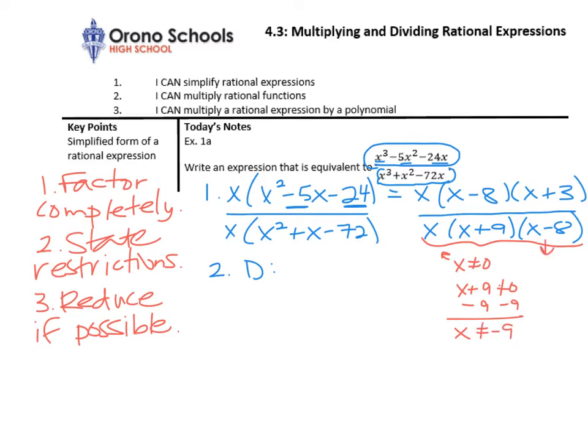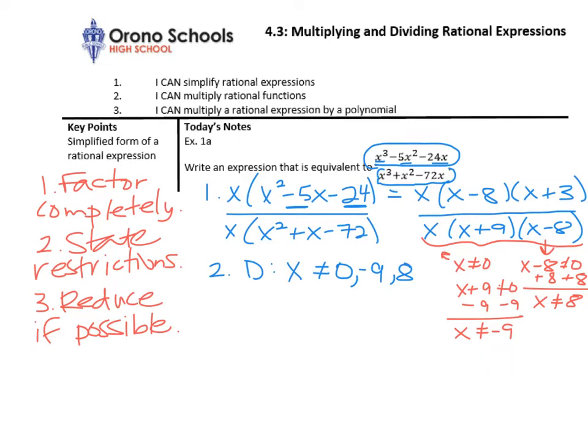In our final parenthesis, we have x minus 8. If we say it can't equal 0 and we add 8, that simply means x cannot equal 8 either. We have 3 different restrictions on x. X can't equal 0, negative 9, or positive 8. Once you've stated your restrictions in your domain, any other values for x would make that possible. We can simplify. Step 3 would be to reduce if possible.